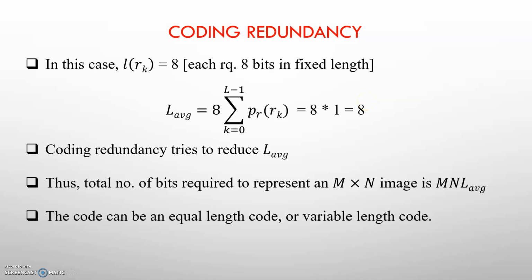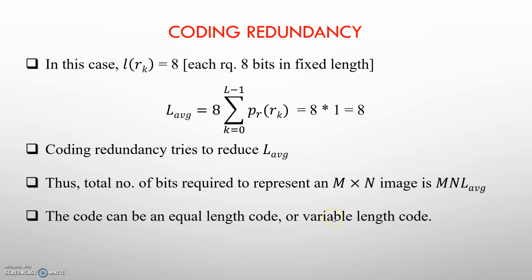So if you're taking 8 bits to represent a pixel, and your image size is m cross n, what will be the total number of bits required to represent the image? M n into L average. So if you have a picture of, say, 100 cross 100, it'll be 100 into 100 into 8. Right, so that is something quite obvious, mn into L average.